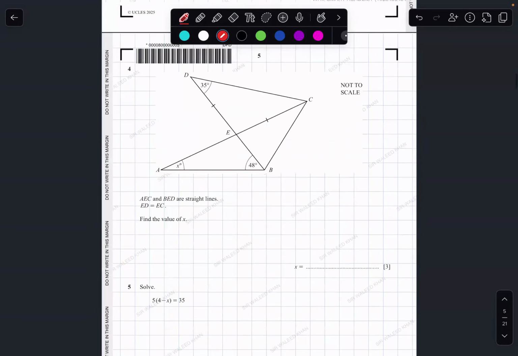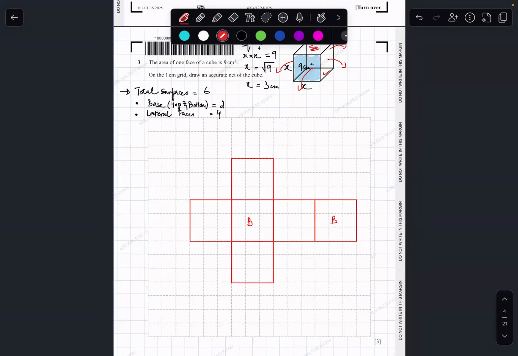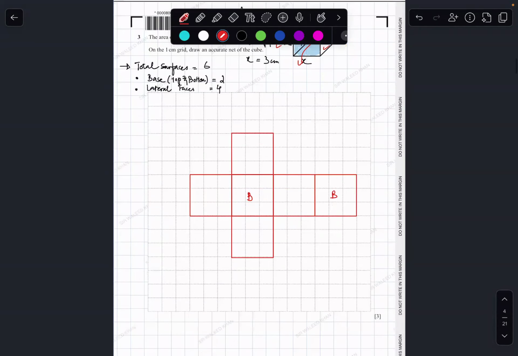Was somebody doing this or done? Javeria, Amar, Hiba, let's just switch on your cameras. Be quick.